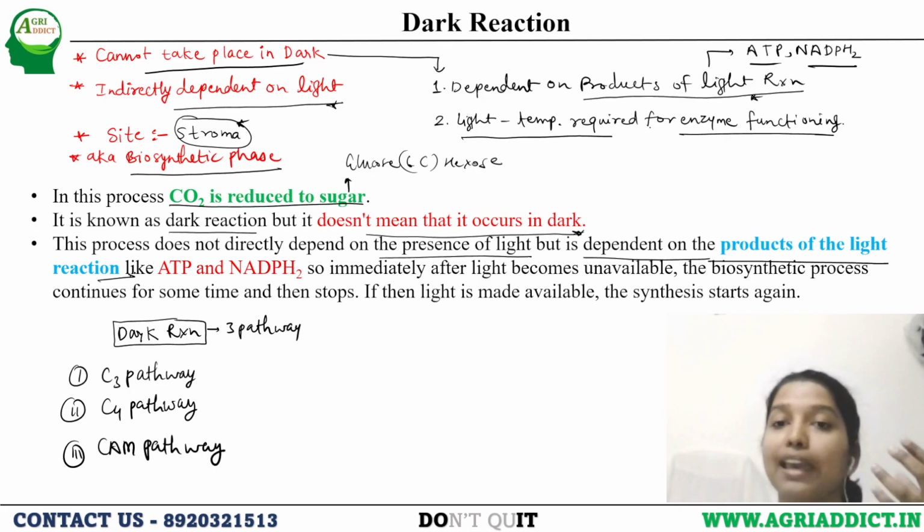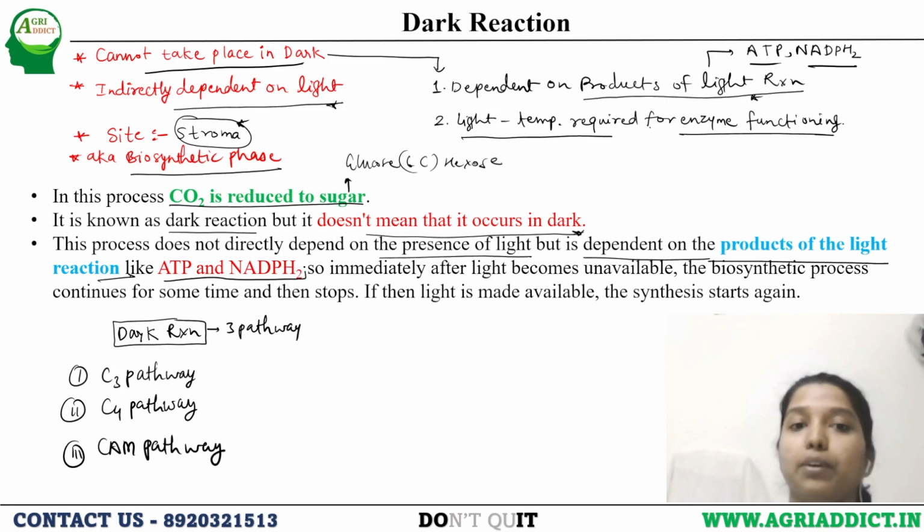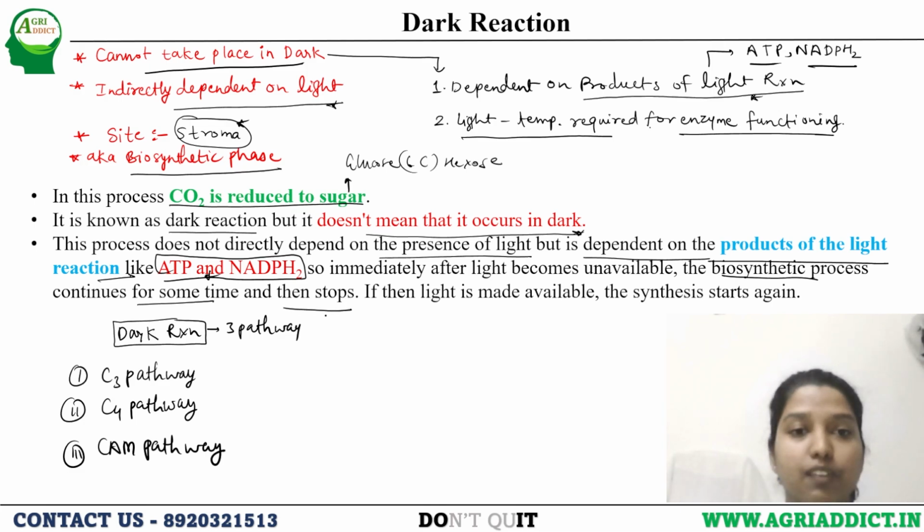So light is important because if the light will be there, then only the light reaction will take place, then only the ATP and NADPH2 will be synthesized. So ATP and NADPH2 are the products of light reaction. So immediately after light becomes unavailable, the biosynthetic process continues for some time and then stops. When light is not there, the light reaction will stop. ATP and NADPH2 will not get produced. That dark reaction will not take place because ATP and NADPH2 are not there. If light is made available again after some time, the synthesis will start again.